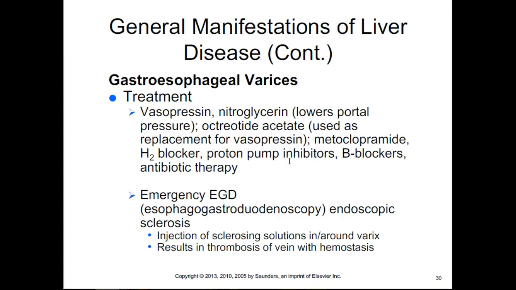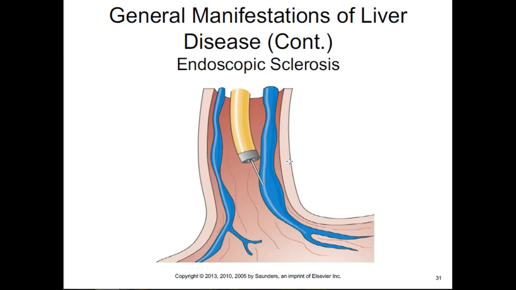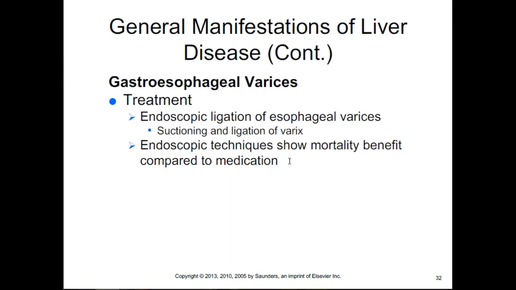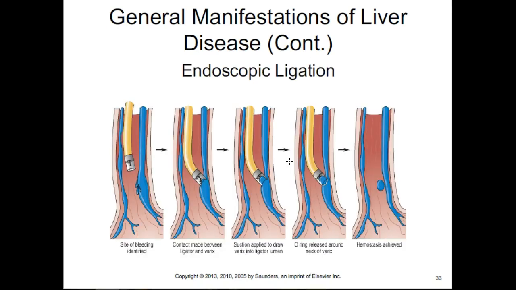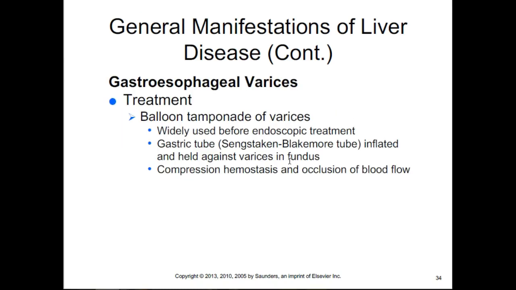And thrombosis. You can see there's some endoscopic sclerosis, so that's kind of helping that varix. And then there's some other ones in your book if you want to see them, the procedure on figure 38.8. Right, so endoscopic ligation of esophageal varices, right? You suction and then ligate the varix, right? Endoscopic techniques show mortality benefit compared to just medication. So you can see there that process of endoscopic ligation, right?